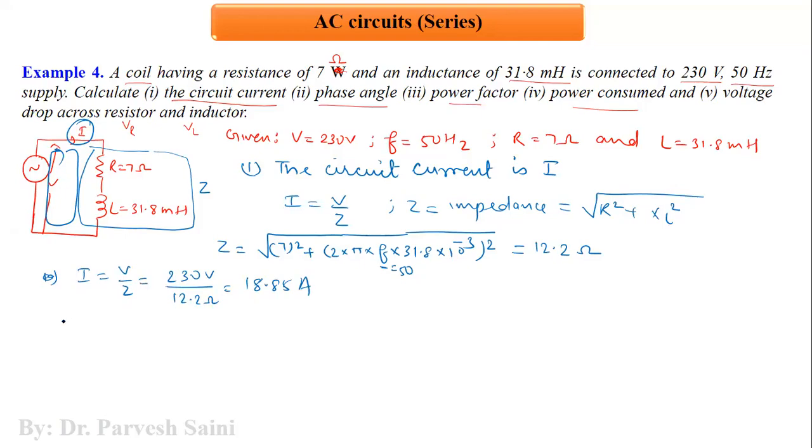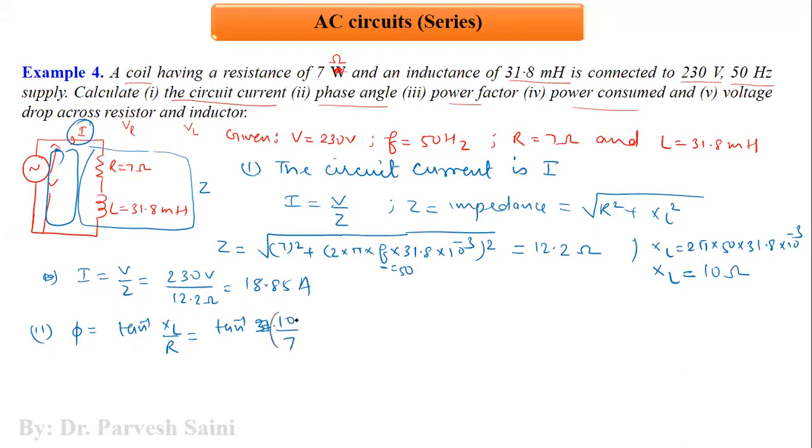Now the phase angle phi. XL is equal to 10 ohm, so we can put it here, 10 divided by 7. So phi will be equal to 55 degrees. That means in this case, the current lags the voltage. I lags V by 55 degree. Because this is an inductive circuit, we will write lag here, so that we can understand from the value of phi which type of circuit it could be.